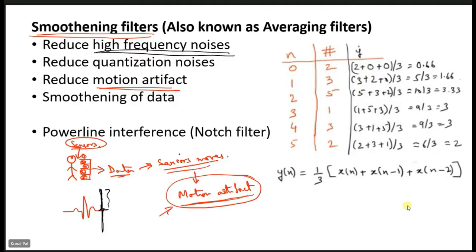Now lastly, smoothening of the data. Okay. Now say, for example, I will take this example on the right hand side. I have the time index and then I have the number of students who are entering into the class. Now if you look over here, at the 0th instance, 2 students entered the class. At n equals 1, 3 students entered. Then at n equals 2, 5 students, a significant increase in the number of students. Then at instance 3, there is a significant reduction in the number of students entering the classroom. Then at n equals 4, 3 students, and n equals 5, 2 students are entering.